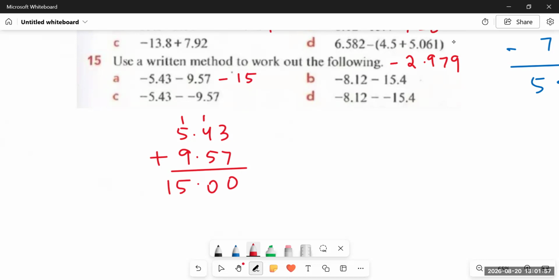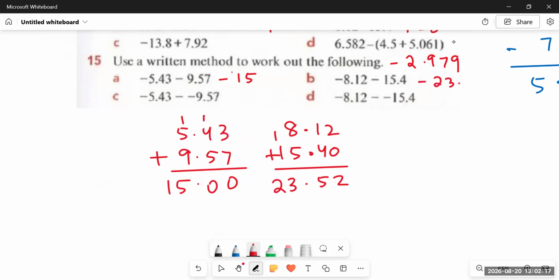The answer will be 15, but we will put minus 15 because we always put the sign of the greater number. And when we have minus 8.12 plus 15.4, so it will be again addition. So we'll keep it like this, 15.4 here. Now 2 plus 0 is 2, 1 plus 4 is 5, 8 plus 5 is 13, 1 plus 1 is 2. So the answer will be minus 23.52. We have already learned these rules before.